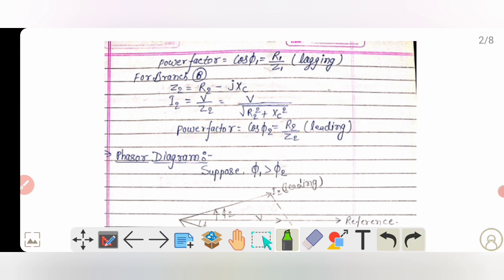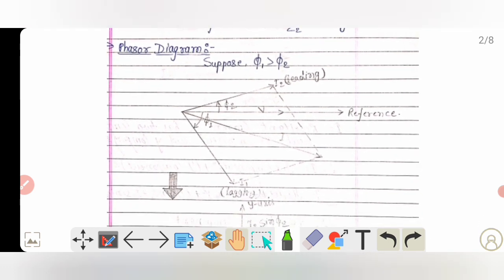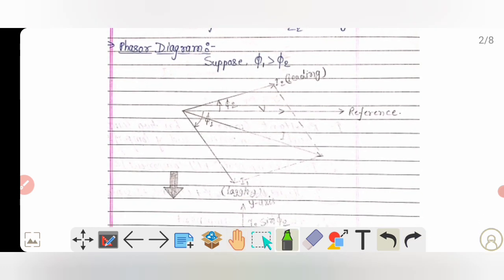Now, we will draw the phasor diagram. Suppose that in the given figure there are two branches. The first one is A, and the second one is B. My dear friends, for branch 1, let us suppose that the phasor angle is phi 1, and for branch 2, let us consider the phasor angle is phi 2. Keeping both these points in mind, we will draw the phasor diagram.